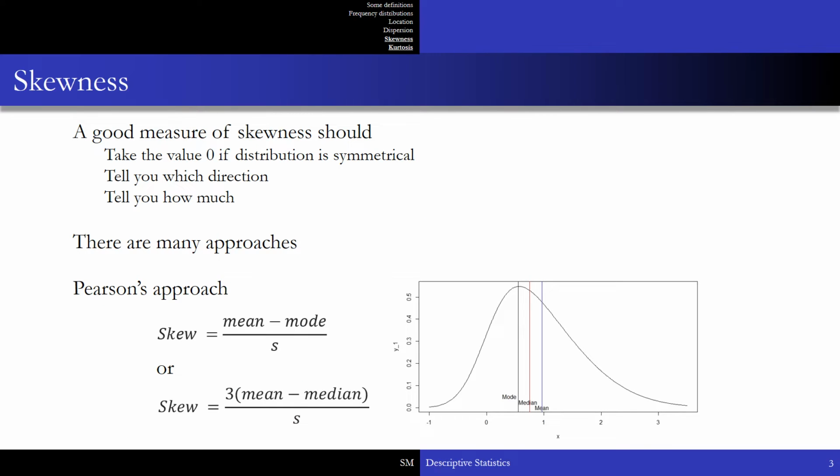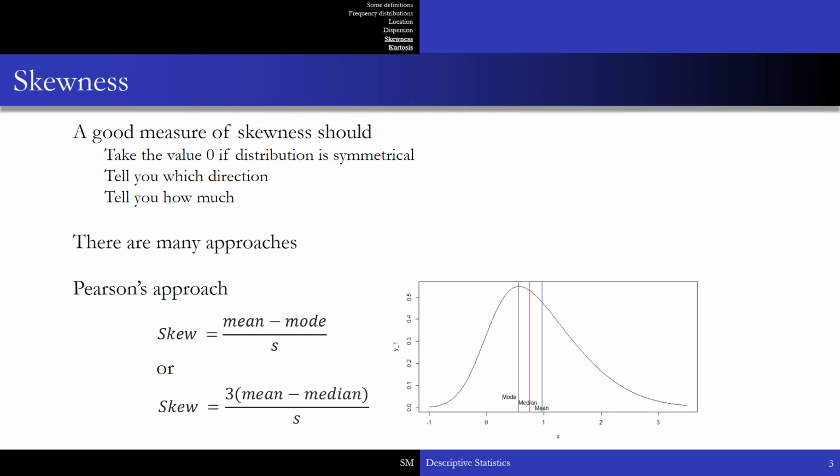Intuitively, a good measure of skewness should take the value of 0 if the distribution is symmetrical. It should tell you which direction the skewness is in, whether it is to the right or the left. It should tell you what the magnitude of the skewness is, how big it is. Now, there are a number of different approaches to doing this, and I'm just going to mention one of them here, essentially. That's Karl Pearson's approach.